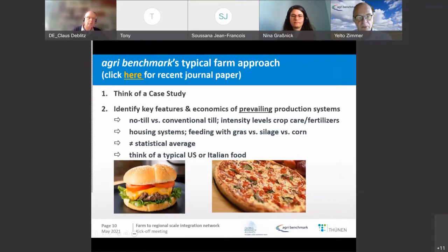Just to give you an idea, we differentiate, for instance, between no-till versus conventional till. We differentiate intensity levels for crop care and fertilizer. Or if you talk about livestock, we differentiate different housing systems, whether feeding is with grass, silage or corn. To illustrate that, we are interested in the difference between a burger and a pizza, but we don't care that much whether the burger has tomato on it or not. We would not claim that we can represent the tomatoes on top, but we can illustrate the difference between the key features of the two production systems. And I think that's the idea behind this picture. Can you continue, please?